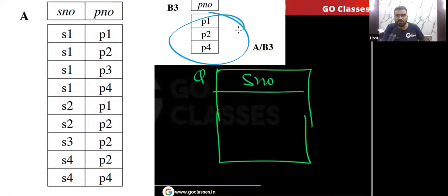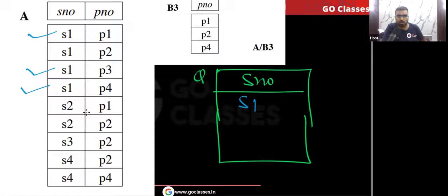So tell me who is pairing with every B3? P1, P2, P4. That is S1. You can see S1 is pairing with everyone. Yes or no? So the answer will be only S1. That's it. This is your answer.